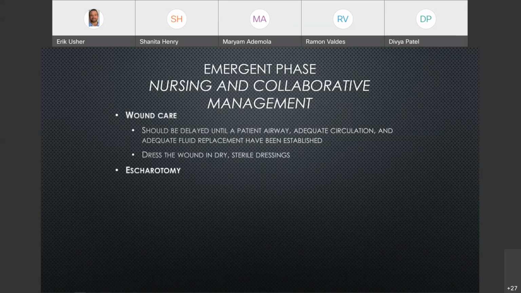They may develop need for escharotomies. So if the eschar, that really thick burnt area on top for these full thickness burns, is constricting perfusion or respirations, an incision through the burn eschar relieves the pressure.